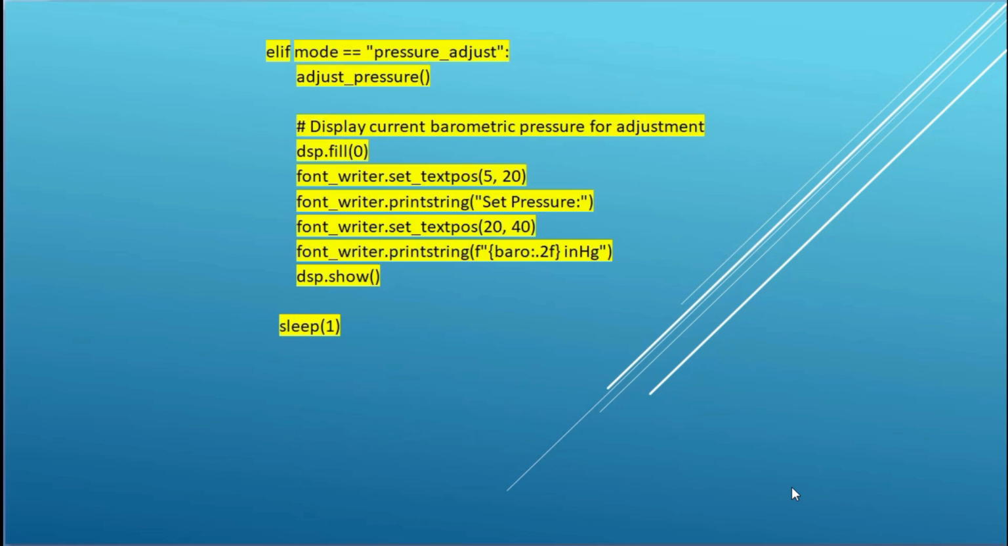If the program is in the pressure adjustment mode, the adjust pressure function is used to adjust the barometric variable, and that's based on the analog input and the switches. The OLED shows the current barometric pressure value, allowing the user to view changes in real time as they adjust the variable resistor and press the adjustment switches. The loop ends with a sleep 1 delay to limit the display's refresh rate to about once per second.